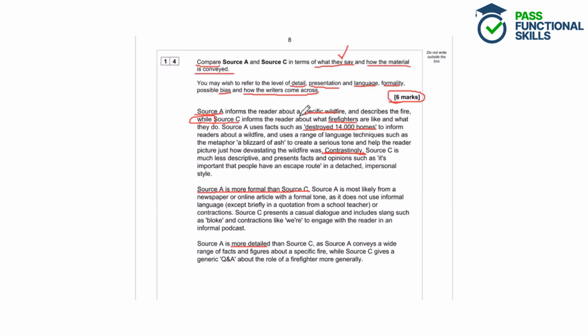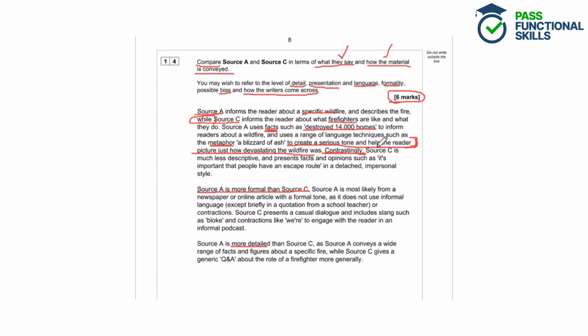And then they've identified how the material is conveyed. So they've identified that Source A is using facts and a range of language techniques like metaphors, and has given an example here. And they've also gone on to state the effect of this. So creating a serious tone, helping the reader to picture how devastating this wildfire was. So this explanation really helps to level up the answer and to make the examiner impressed.